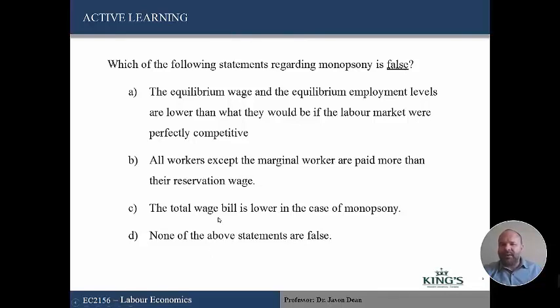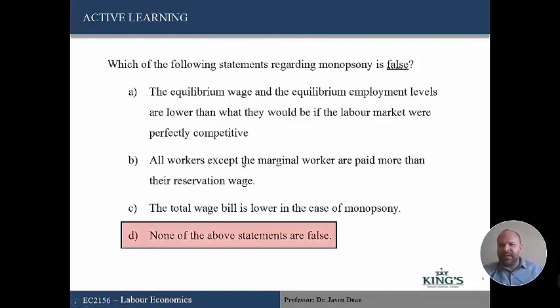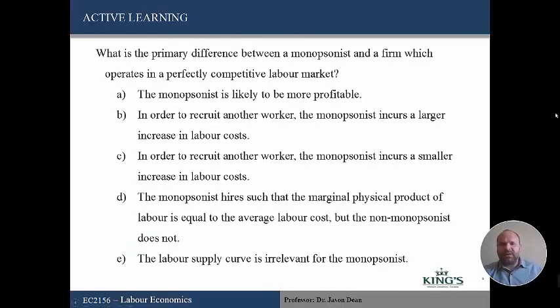C, the total wage bill is lower in the case of a monopsony. Well, that's not true because we know that the marginal cost curve increases and it's above the average cost curve. So the answer here is D, none of the above statements are false. Next question. What is the primary difference between a monopsonist and a firm which operates in a perfectly competitive labor market?